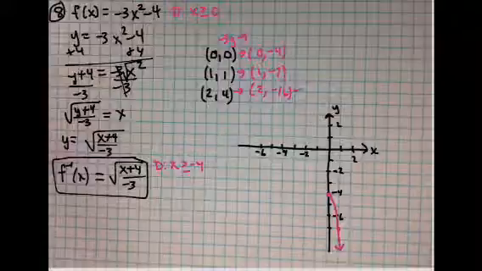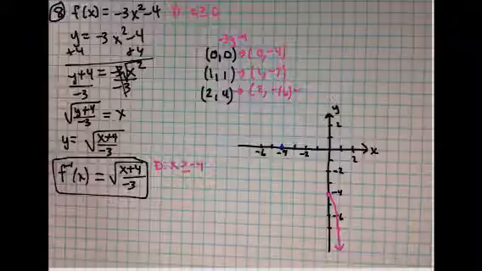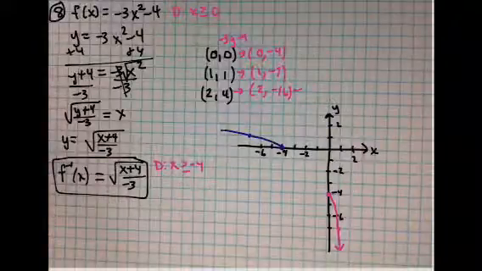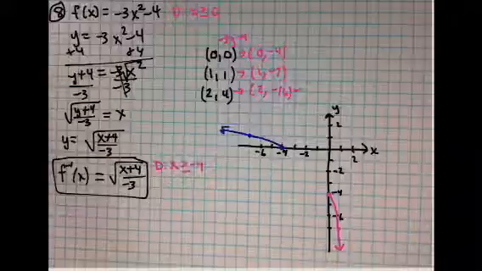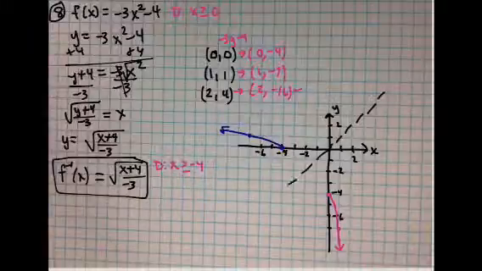I'll change the color, and remember how we graph inverses, how we switch the points. So instead of 0, negative 4, we're going to do negative 4, 0. Instead of 1, negative 7, we're going to do negative 7, 1. And it goes like this. Okay? And if we draw the line y equals x, the pink and the blue will reflect or be symmetric over this line right here. Okay?